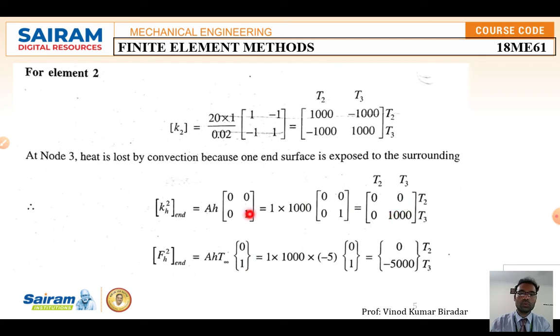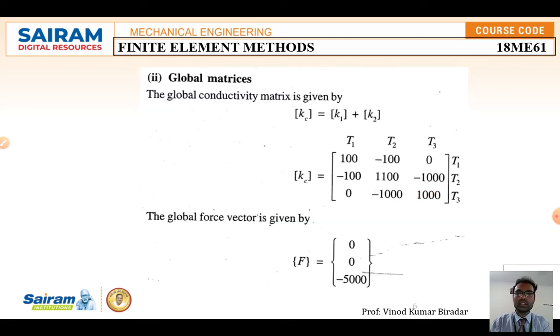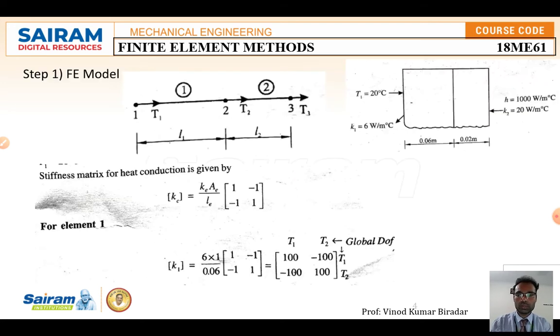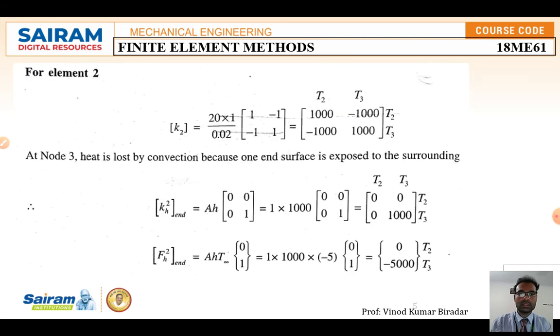Now you have to add them. The global stiffness matrix is Kc = K1 + K2, similar to the previous one. Adding heat due to conduction K1 plus K2 gives this.